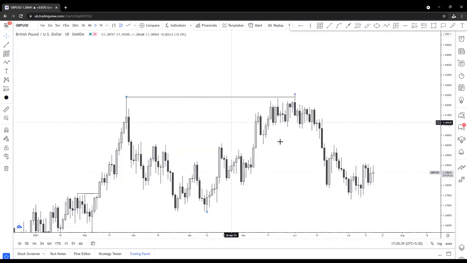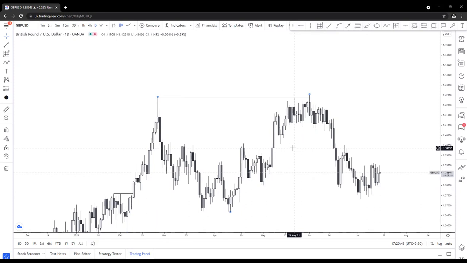Now I have a question. Above this high, the external retail traders will also be placing their orders, right? Yes, they would do that.